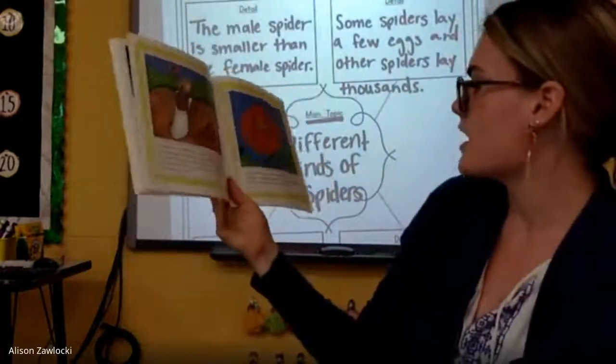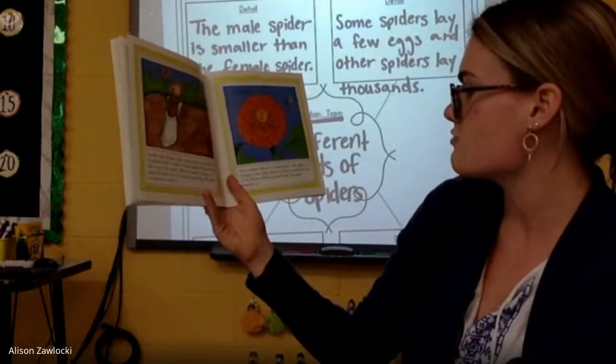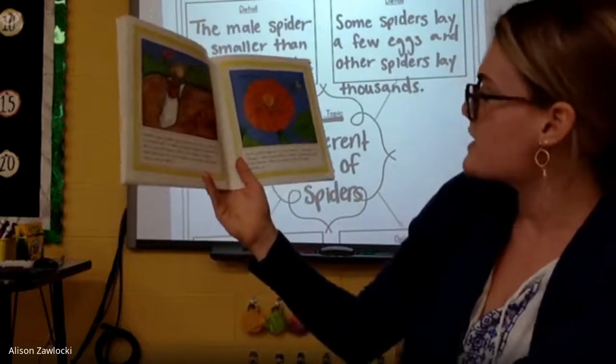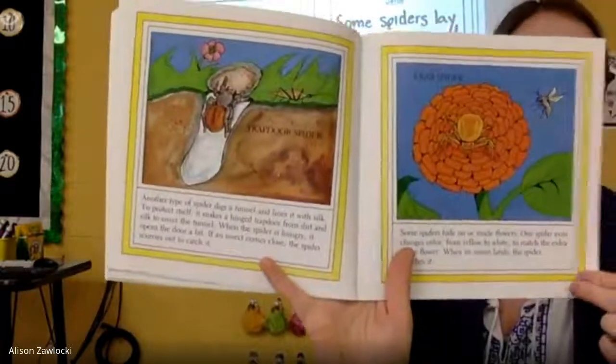Some spiders hide on or inside flowers. One spider even changes color from yellow to white to match the color of a flower. When an insect lands, the spider snatches it. So that spider is on a flower.